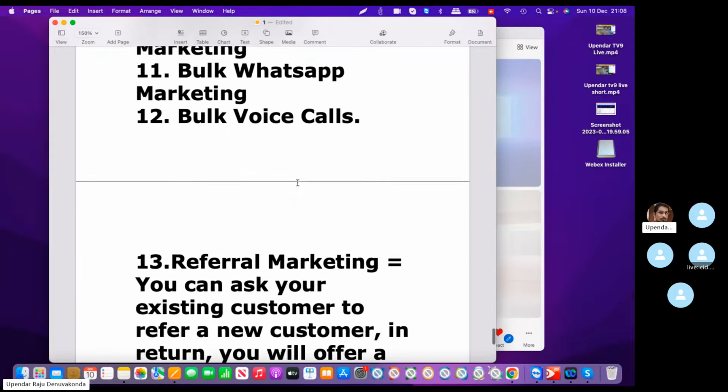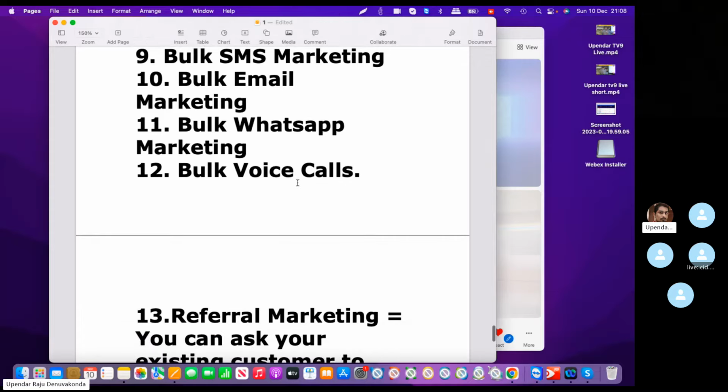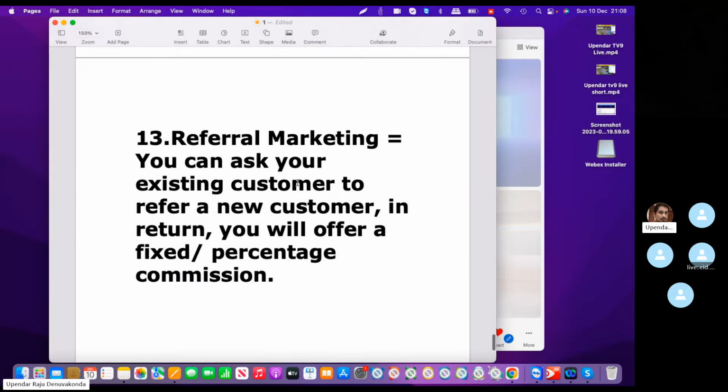I said you can do bulk SMS, bulk email, bulk WhatsApp, bulk voice calls. You can communicate one message about the referral program you have in your business. Let's say you are selling some products and you ask your customers to refer a friend or colleague. If they buy a product, you can offer them a 10% referral commission, or a fixed amount, say 1,000 rupees for every conversion they get. This is what we call referral marketing. So if your business is okay to provide these kinds of referral programs, then you can always do it.